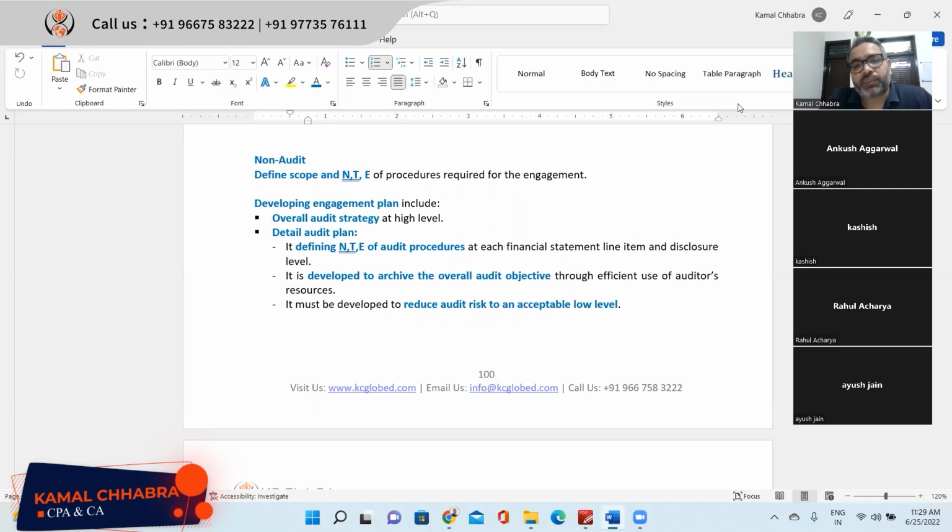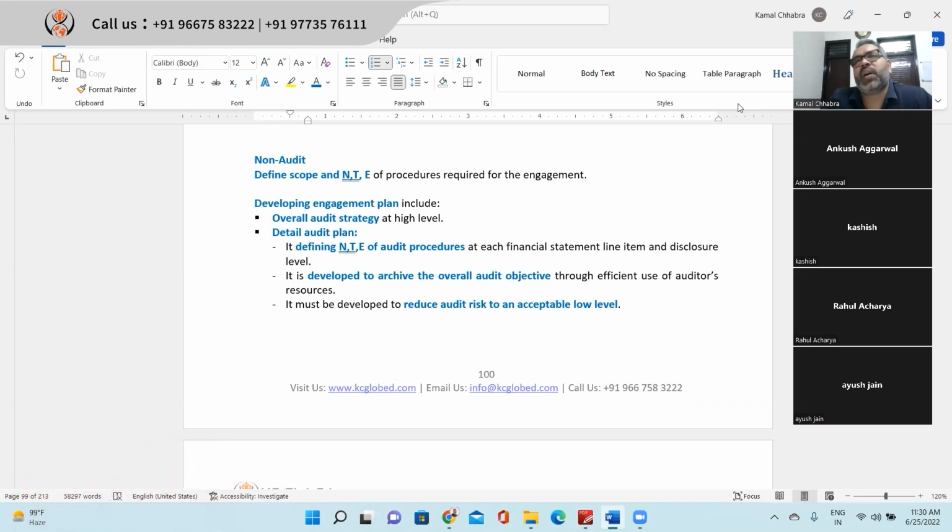It is developed to achieve an overall audit objective. When you are developing an overall audit plan, or you can say detailed audit plan, the objective of developing the detailed audit plan is to achieve the overall objective of the engagement. That is the main reason of developing the detailed audit plan, to achieve the overall objective from that respective engagement. It must be developed to reduce the audit risk to an acceptable level.